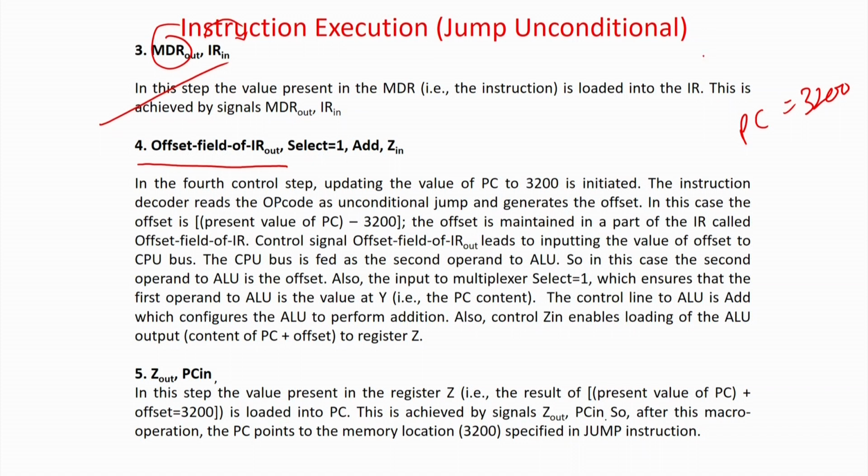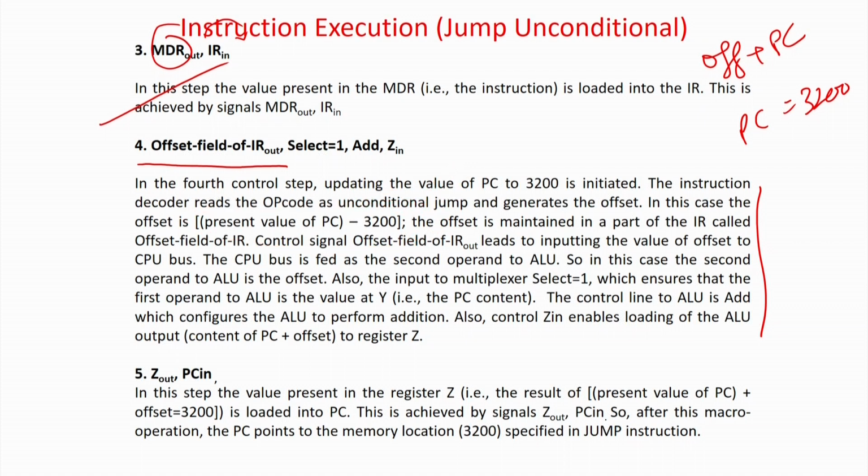We can say that offset plus PC will actually give the value of 3200, because we already know offset is nothing but 3200 minus the present value of PC. So if you add the value of PC to it, you are going to get the value of 3200. That is actually elaborated in this write-up. You can read it from this slide.